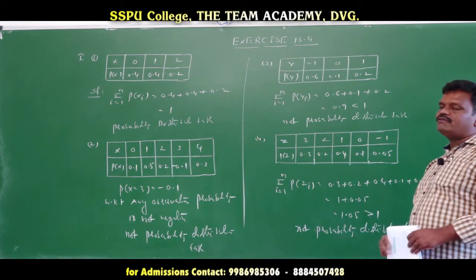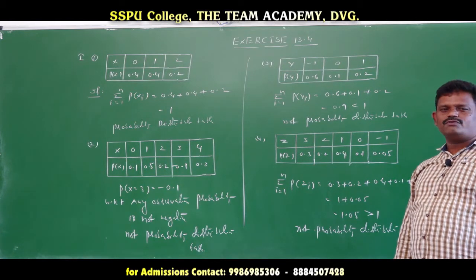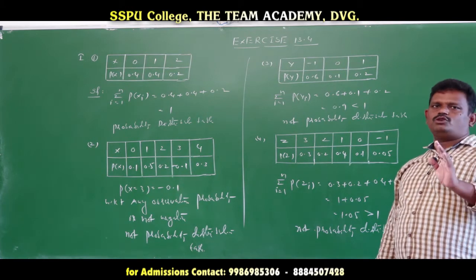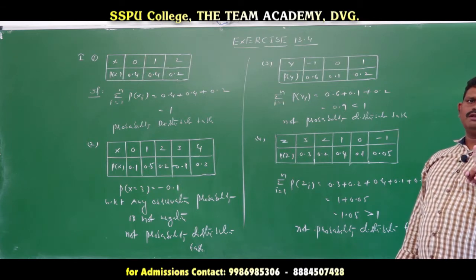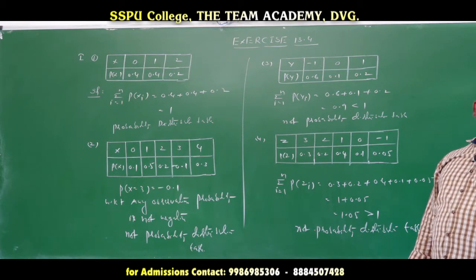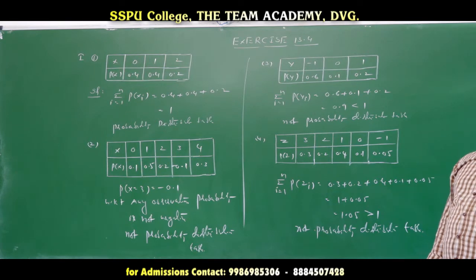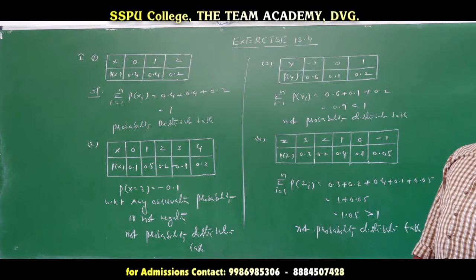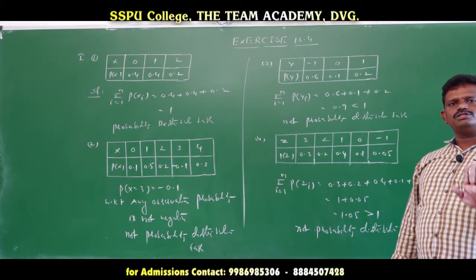Whenever you want to verify whether the given table is a probability distribution table, remember two points. First, observe all the observation probabilities; if all are positive, next verify the sum of the probabilities. If the sum is equal to 1 and all are positive, the table is a probability distribution table. Otherwise, if any probability is negative, write that it is not a probability distribution table. Or if all are positive but the sum is greater than or less than 1, that is also not a probability distribution table.